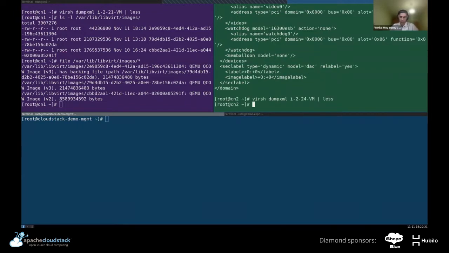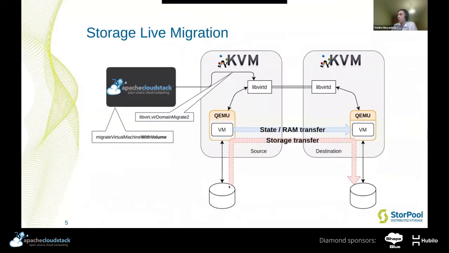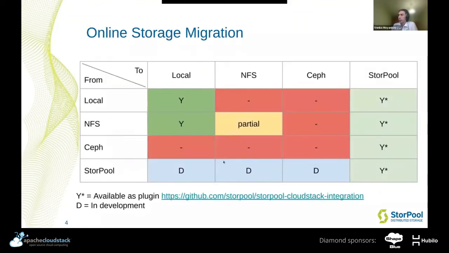So let's see what the supported types of live storage migration are. Out of the box, CloudStack supports local to local. So you can live migrate, with some limitations, one virtual machine from one host that is using local storage to another host that is also using local storage. This type of migration requires that all the data be transferred, the entire volume, from the source local storage to the destination local storage. It also supports out of the box migration from NFS to local, and with some limitations from NFS to another NFS. We'll go into more detail here.